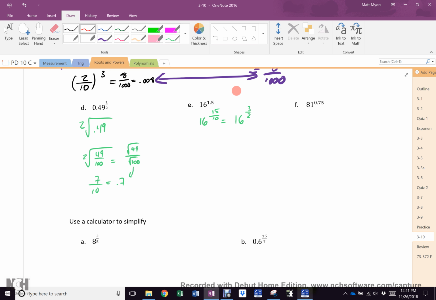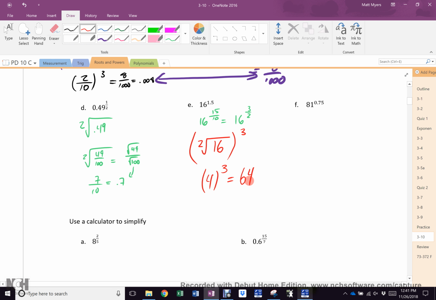No. Now, Suhani, what happens with the denominator? What happens to the base? Becomes the radicand. What happens to the numerator? Becomes the exponent. What is the square root of 16? 4. To what power? 3rd. Which is 64. 64.